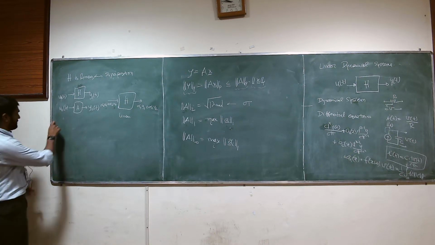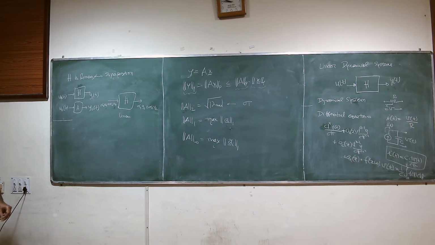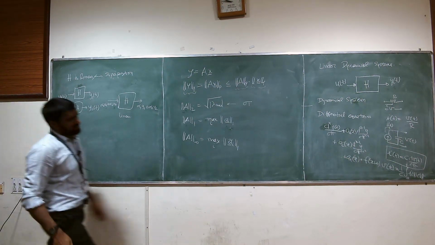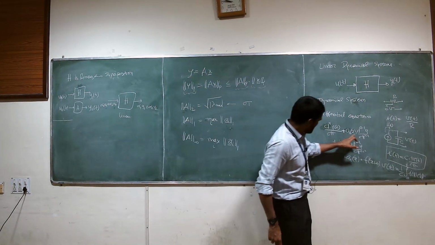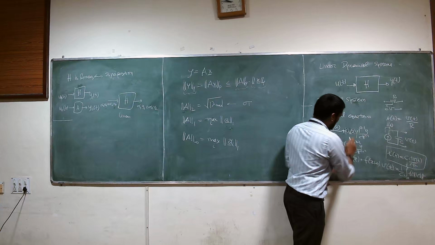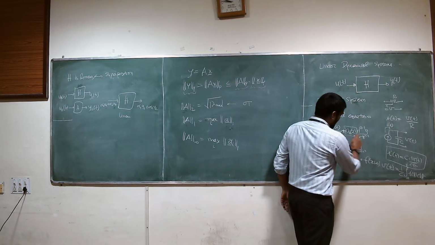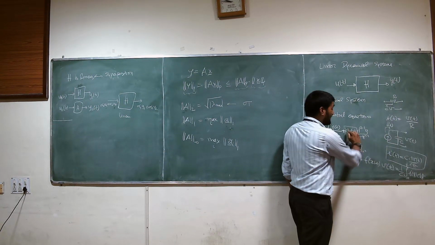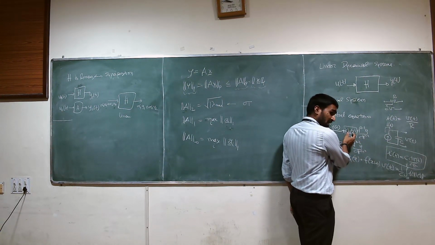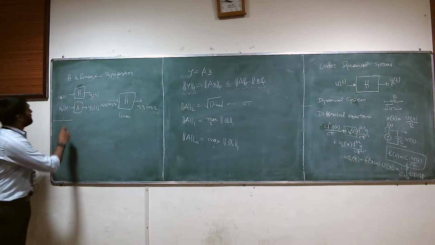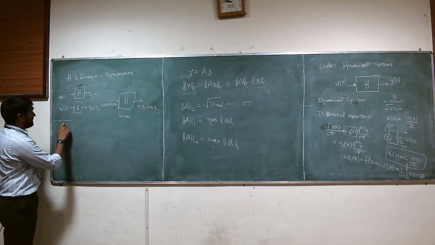Okay, that's simple. If you have a linear system, then the coefficients or terms that you see in front of these derivative terms will not be functions of the input. These cannot be functions of the input. Okay, we'll add one more condition.